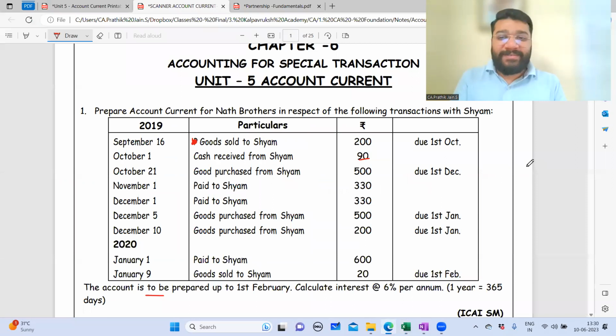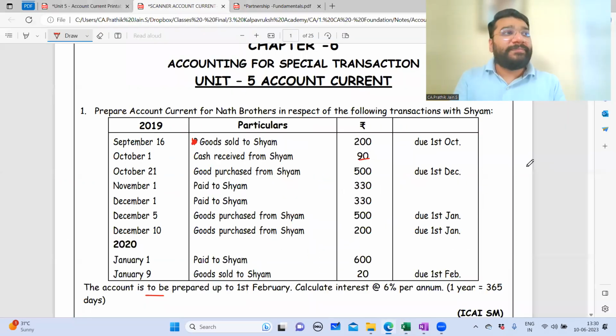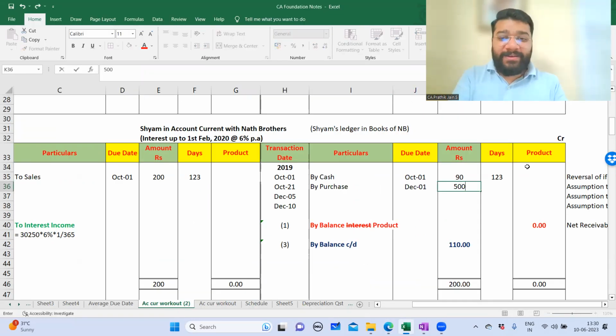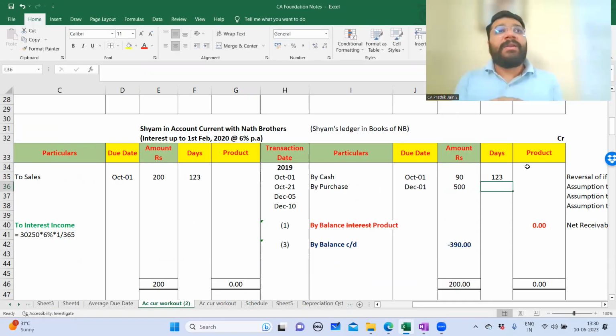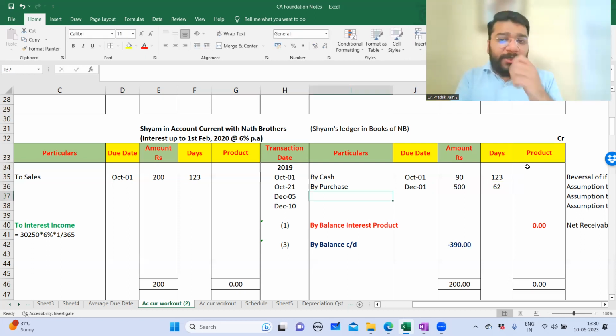Due date? December 1. Amount? 500. From December 1, you have to calculate the number of days till the account current date. December totally 31 days. In that 1 day gone. So balance is 30 days of December plus 31 days of Jan plus 1 day of February. 62 days. That's all. Super.